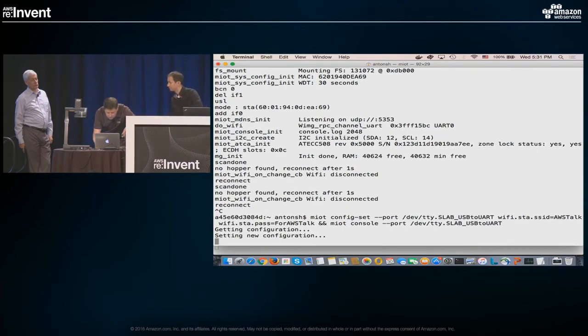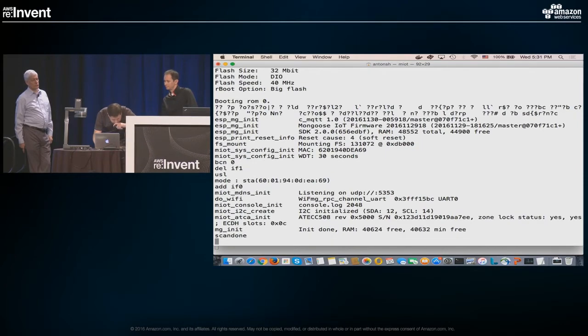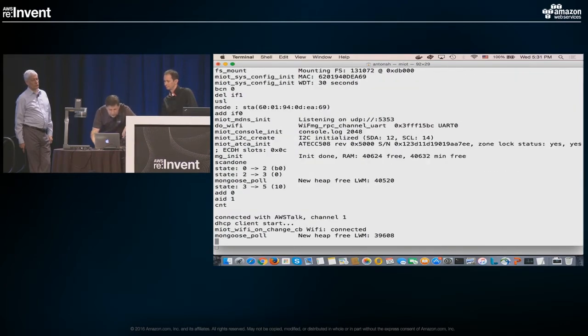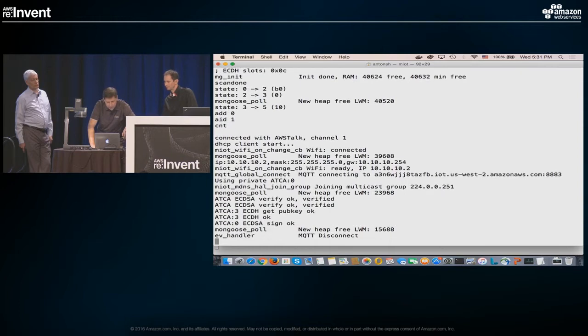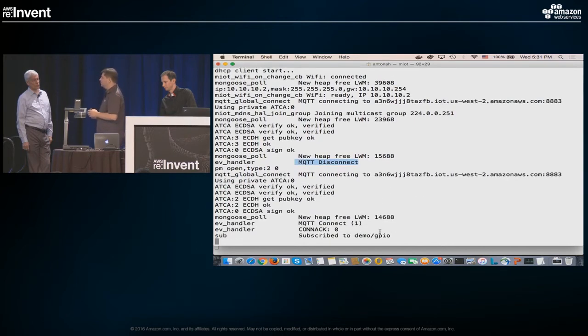So I'm saving the new configuration. So we connect it to our Wi-Fi endpoint. And you see that over here we have the crypto chip initialization and we have an MQTT disconnect. MQTT disconnect because of the asynchronous nature of just-in-time provisioning that Jan was saying. So you have to implement automatic reconnect in your firmware.